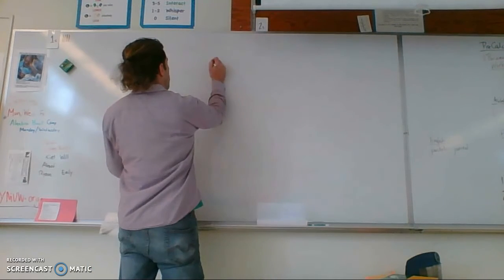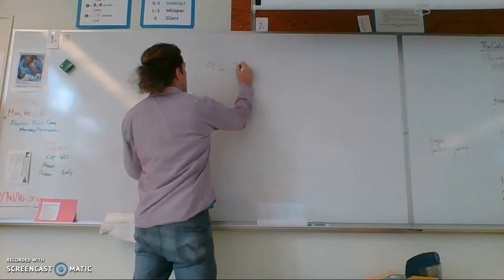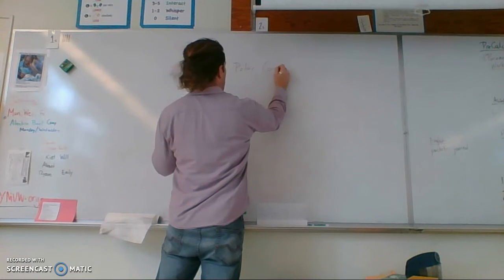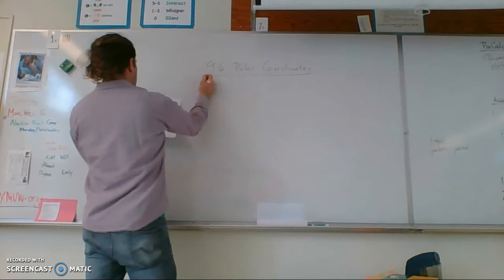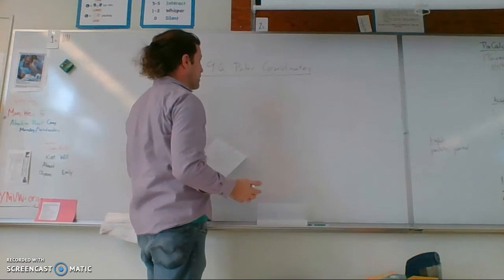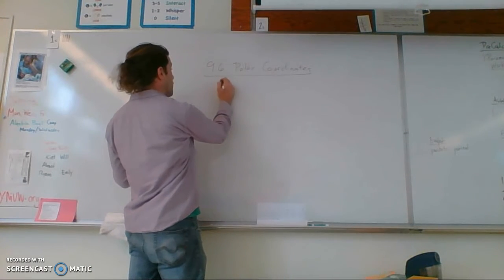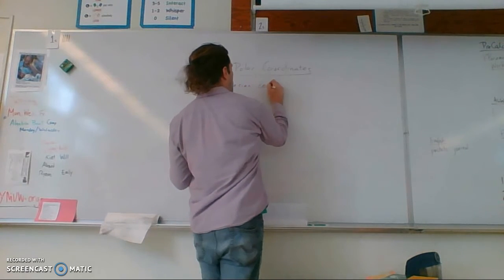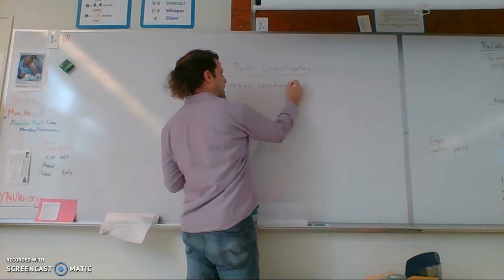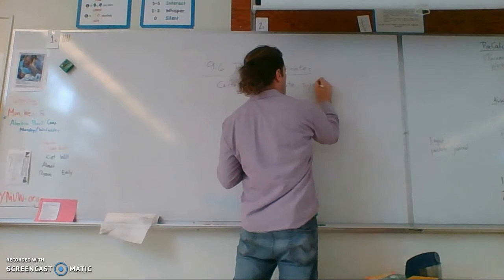So 9.6 is about polar coordinates. And it says in this section, you will study a second coordinate system called the polar coordinate system. Now, the Cartesian coordinate system is what you're familiar with, also known as the rectangular coordinate system, I think.